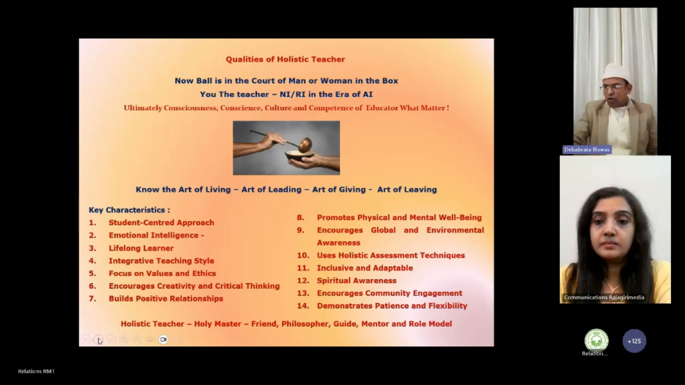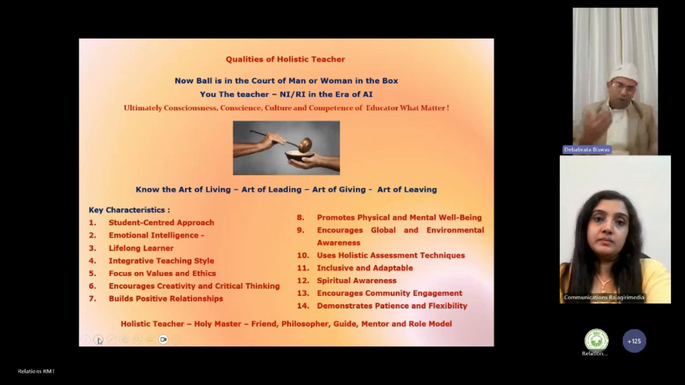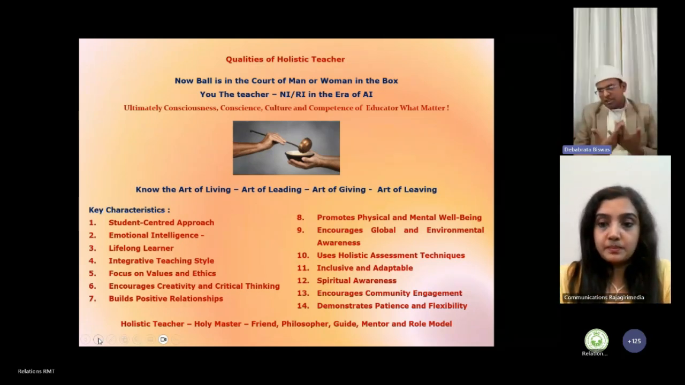So what are the characteristics of a holistic teacher? Student-centered approach. Please assimilate these 14 points with the first 9 points, our components of existence, soul to our body, mind, ego, everything. These are interrelated here. Student-centered approach, emotional intelligence, lifelong learner, integrated teaching style, focus on values and ethics, encourages creativity and critical thinking, builds positive relationships. You can understand each and every point. I will explain also further during the question answer session.